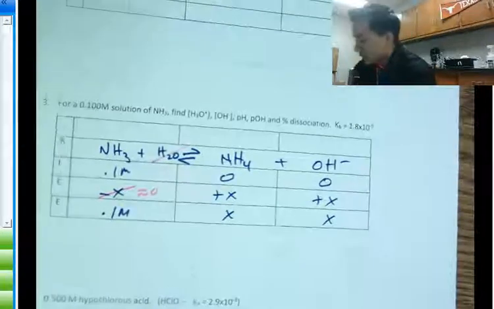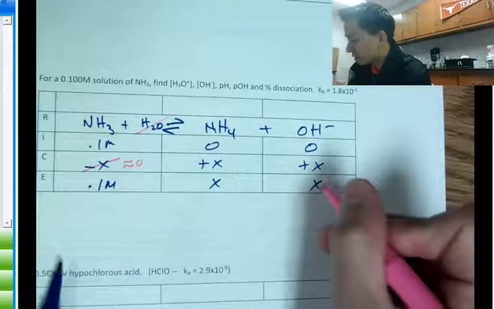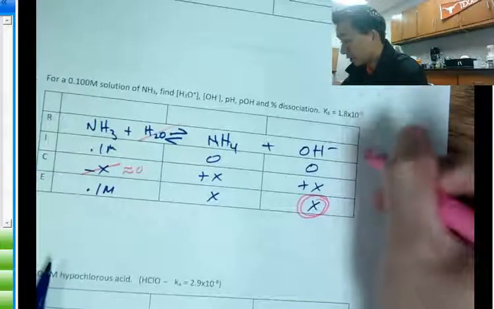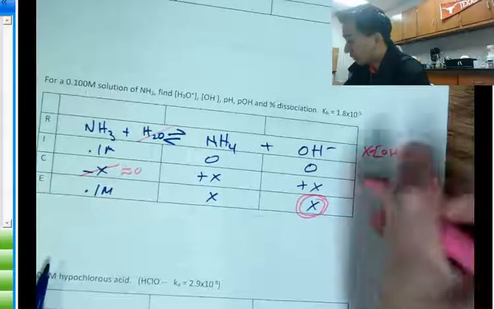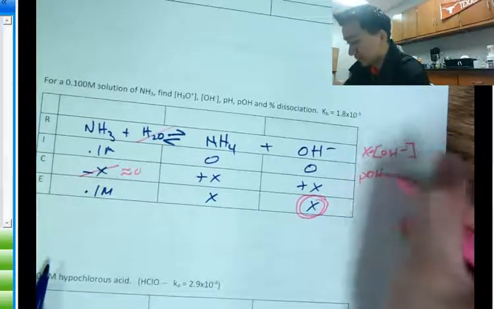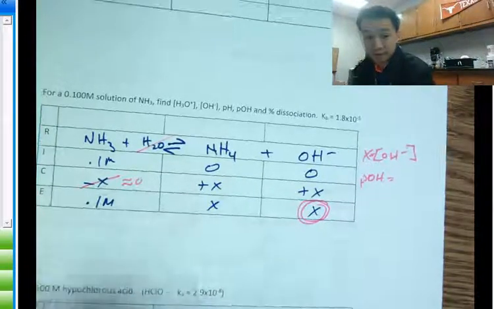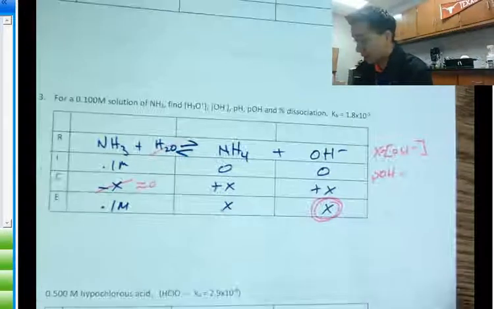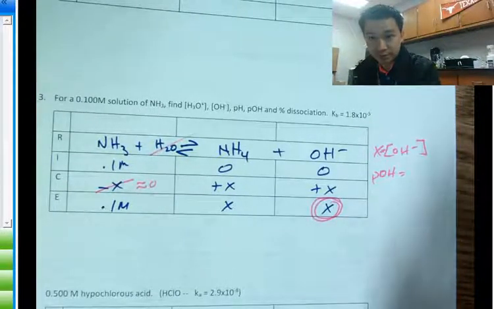Okay, so now we just set up KB. Remember KB, this will give us X. This time X is equal to OH. So then we'll find the pOH first this time. Okay, not the pH. So I'm working through this fairly quickly. The video is getting really long, so if you want to stop, you can stop it. If you want to keep watching for the next 3 or 4 minutes, continue.